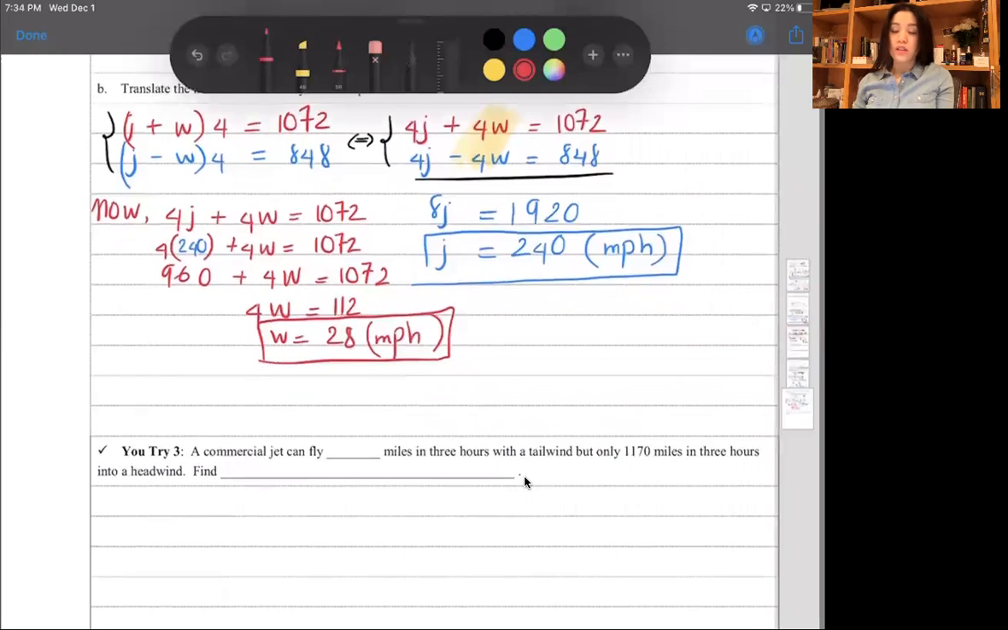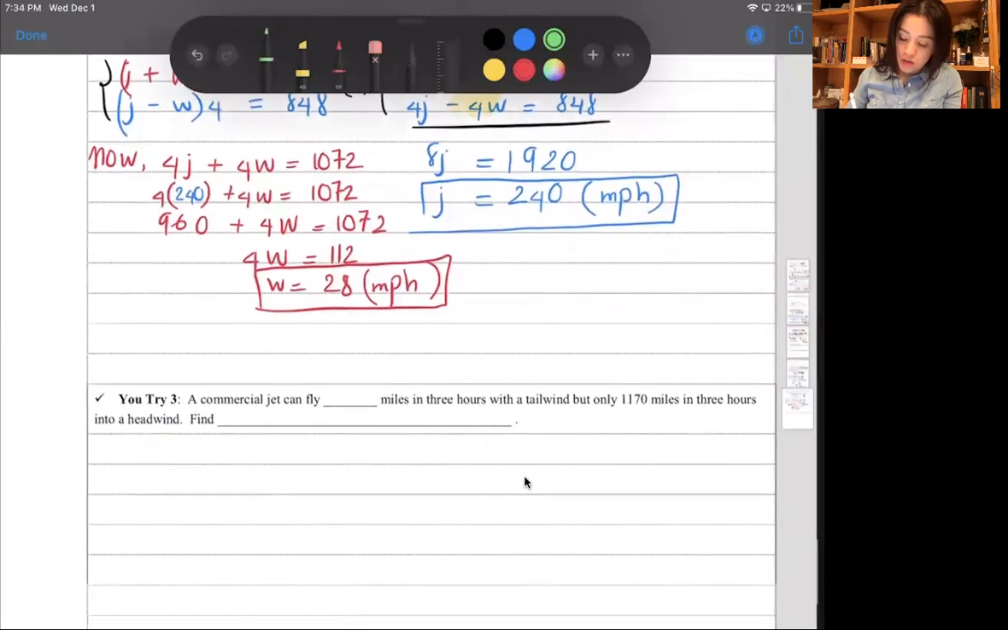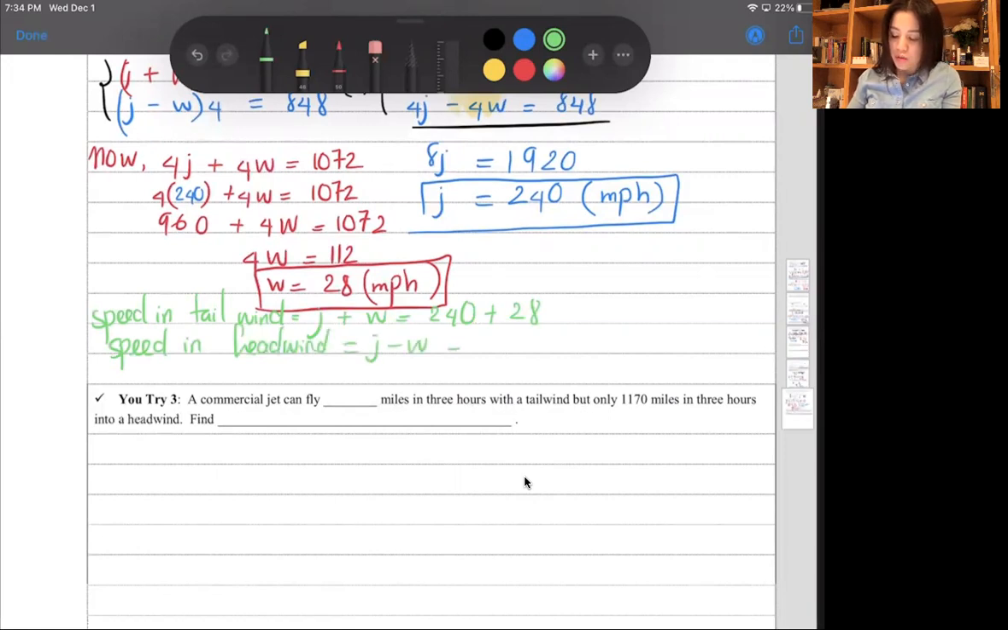And again, don't forget, you have to find the speed in tailwind and the speed in headwind. So the speed of the jet in tailwind is equal to J plus W, which is 240 plus 28. And the speed in headwind is equal to J minus W, which is 240 minus 28. So here is 212 in the bottom, and here this one is 268 miles per hour.